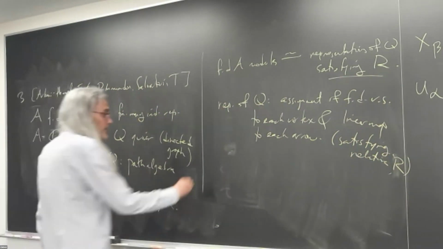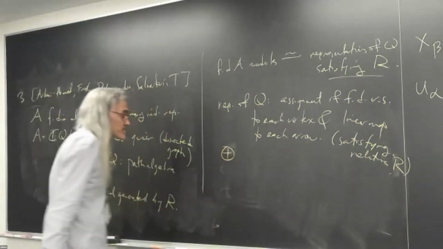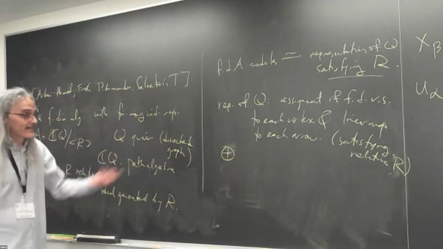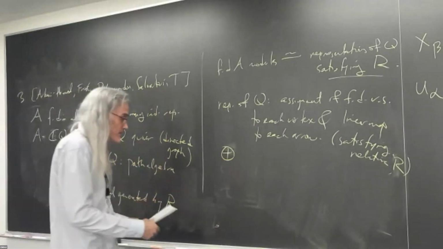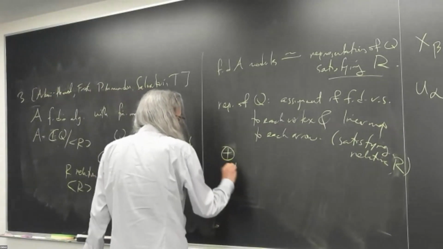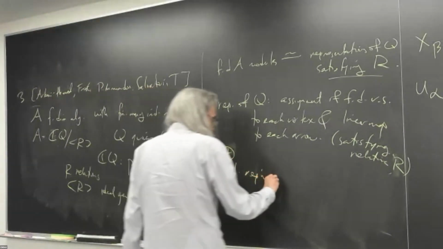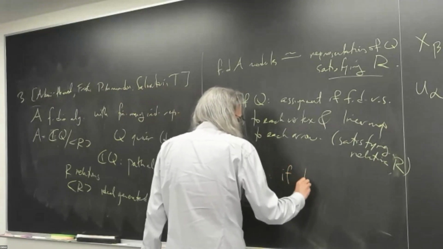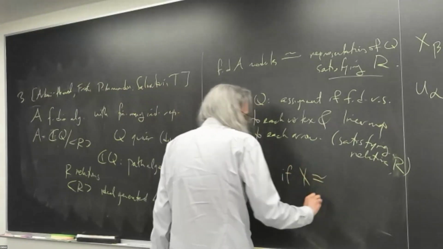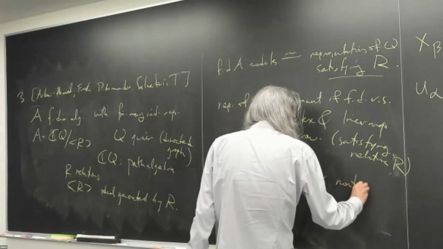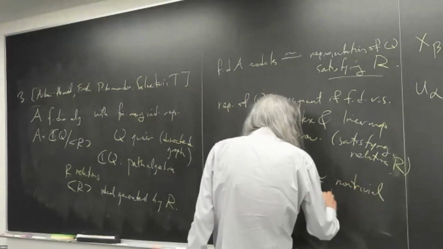So there's a notion of direct sum, which is just sort of the natural thing. If I have two representations, I can take the direct sum, that gives me another representation. And the notion of indecomposable representation: X is an indecomposable representation if X is not isomorphic to a non-trivial sum.